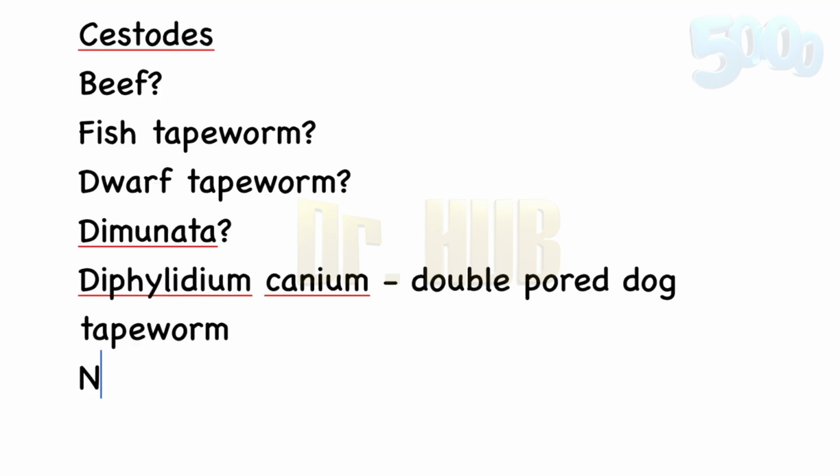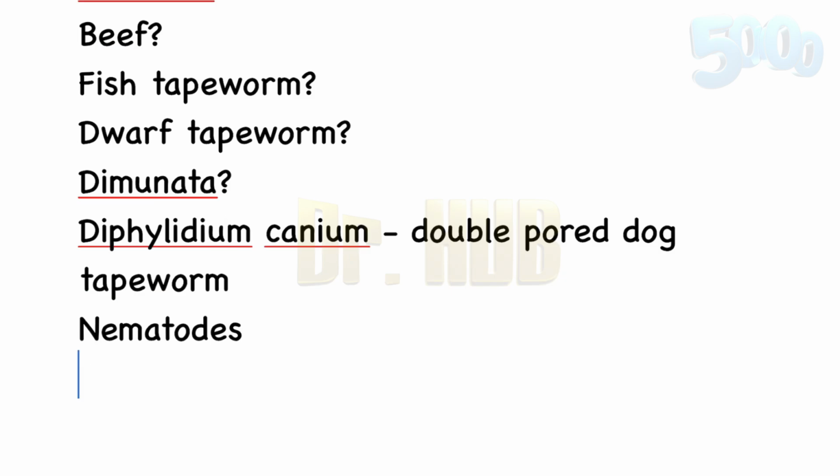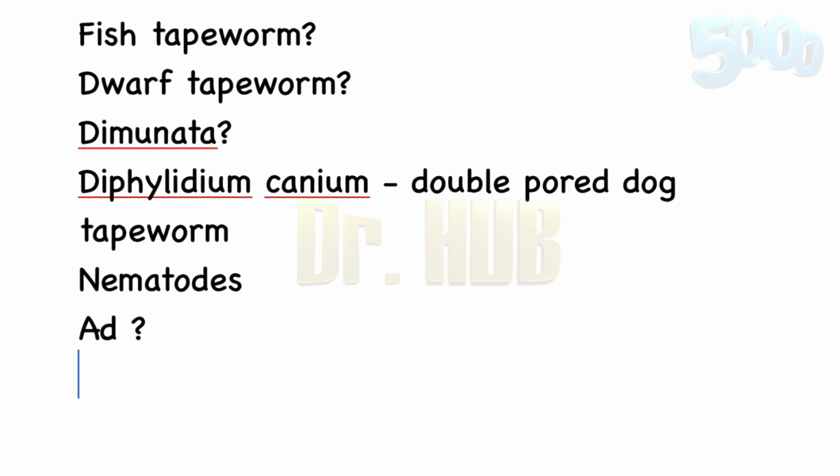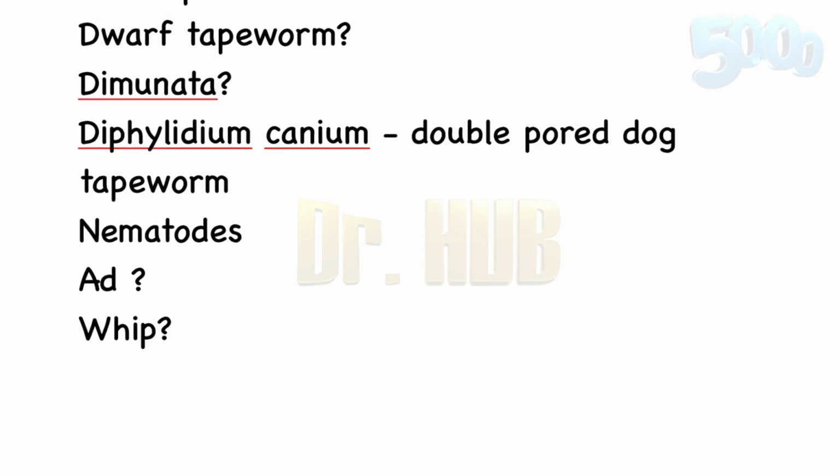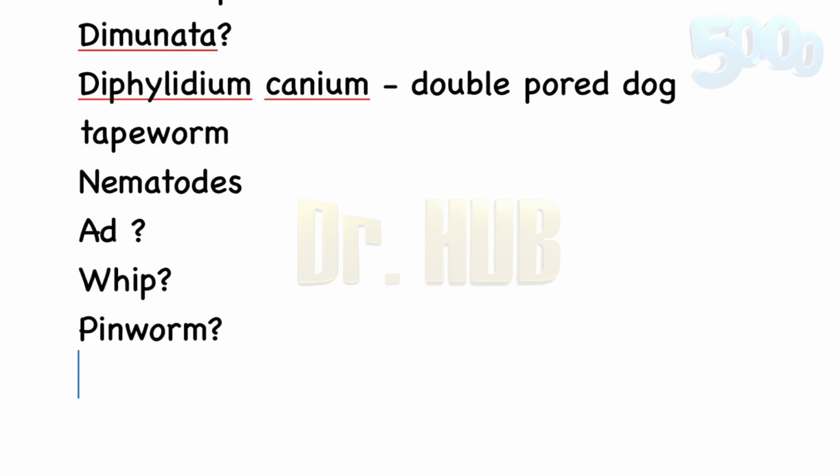Next, moving on to the nematodes. Ascaris lumbricoides is the common roundworm. Ancylostoma duodenale is the Old World hookworm. Necator americanus is the American or New World hookworm. Trichuris trichiura is the whipworm. Enterobius vermicularis is the threadworm or pinworm.